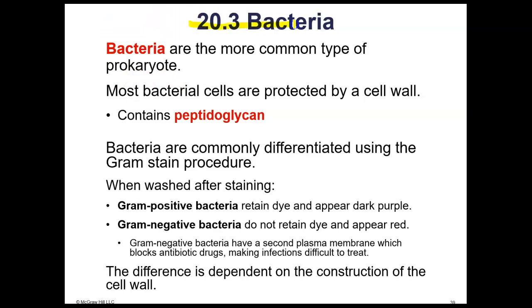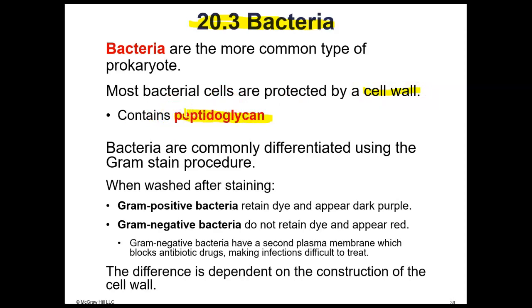I almost said the kingdom. It's the domain bacteria. Remember, there are 3 domains of living things. 3 total domains: bacteria, archaea, and eukarya. So the bacteria are the domain that we're going to focus on now. They are the more common type of prokaryote. The cell wall of bacteria contains a chemical called peptidoglycan.